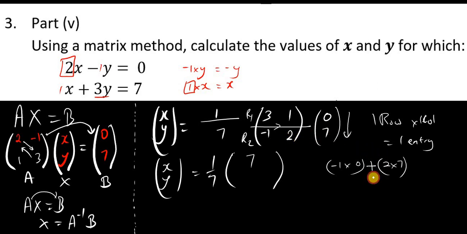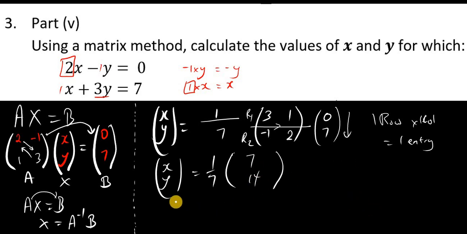So 2 times 7. Now the reason why we're going to get 1 entry after multiplying 1 row by 1 column is that we're going to add the products. The first entry product by the second entry product. This is going to give us 0, because negative 1 times 0 is 0, plus 2 7s 14. And 0 plus 14 is 14, so we're going to put that here.